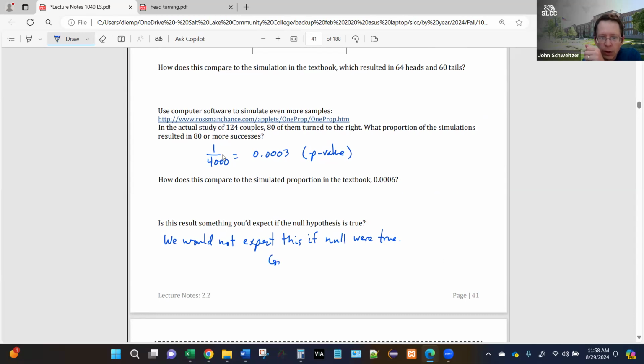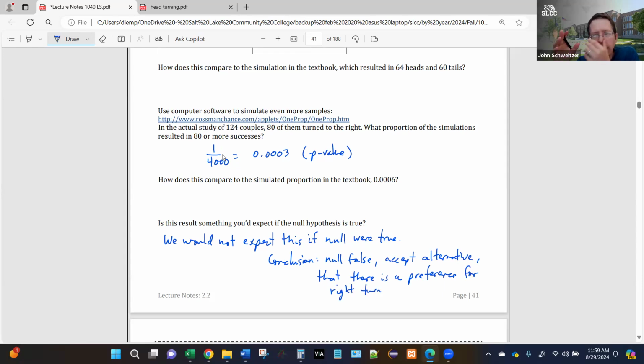So what's our conclusion? The null is false. We reject the null and we accept the alternative. So we say we accept the alternative hypothesis, which is that there is a preference for right turns. Okay, so we're not saying that people never turn to the left. We're just saying that statistically it's at least somewhat more common for turning to the right.